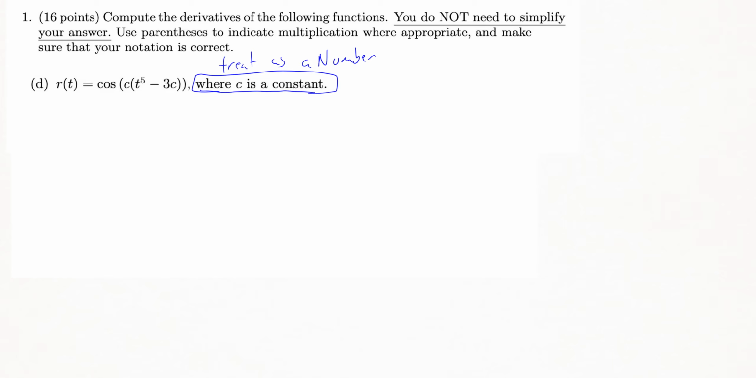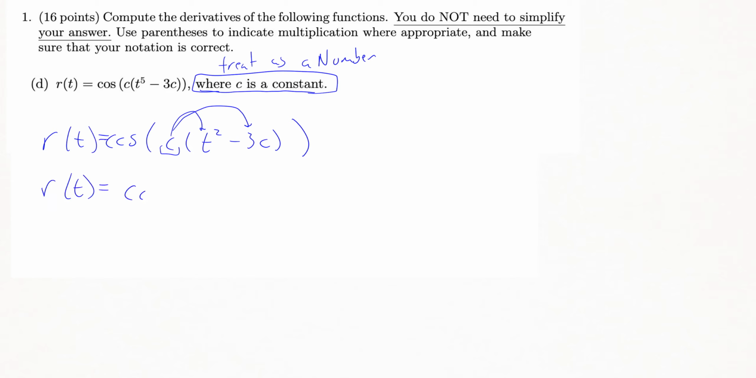So the first thing we want to do here is clean this thing up. They're giving us the cosine of c times t squared minus 3c. What I mean by clean this up is I want to get rid of the parentheses on the inside. So I'm going to distribute this c into both pieces. r of t is now going to equal the cosine of c times t squared, distributing that c through there, minus c times 3c, which gives us 3c squared.